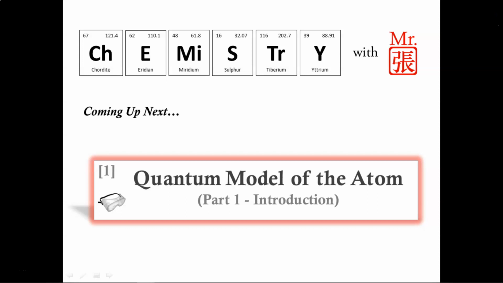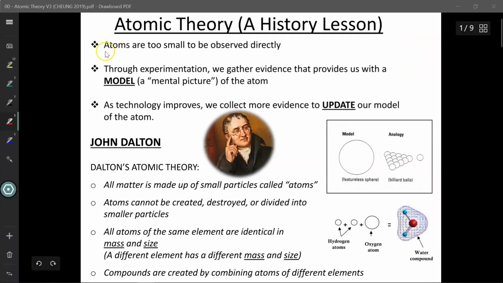In part 1 of this video tutorial, we will introduce the quantum model of the atom. Because atoms are too small to be observed directly, we conduct scientific experiments to gather evidence that provides us with a model, a sort of mental picture of how we believe the atom behaves. As technology improves, we collect more evidence to update our model of the atom.